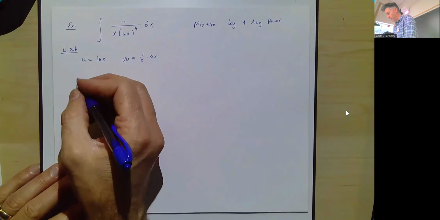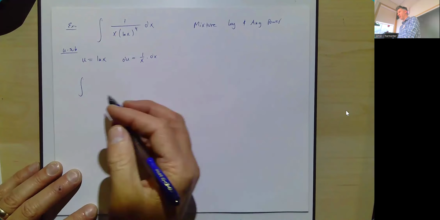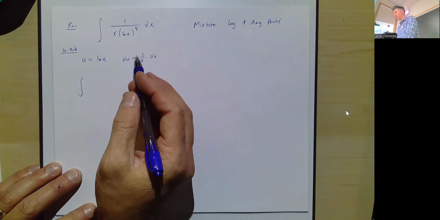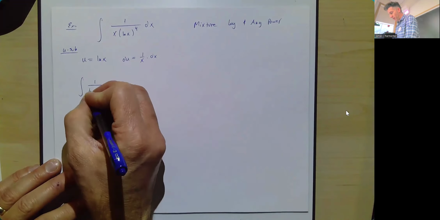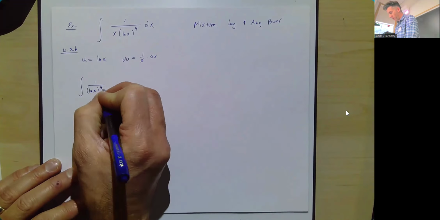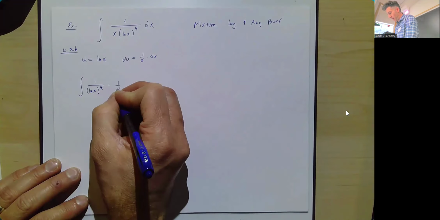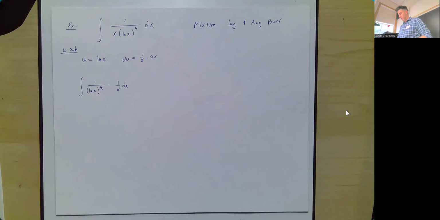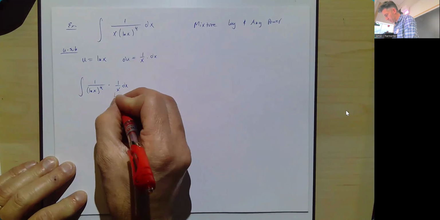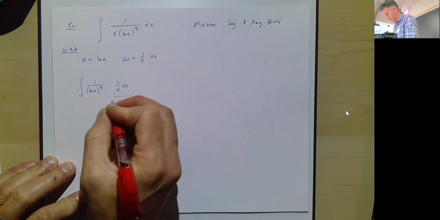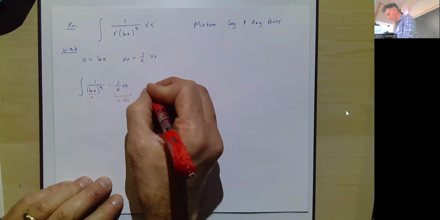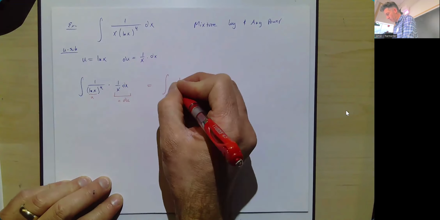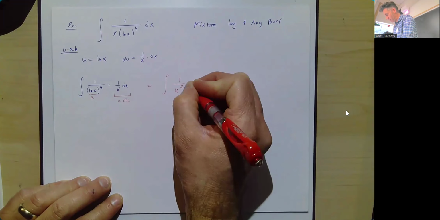You don't have to do this, but I really like rewriting the integral so that the du part is all kind of nice together. I would rewrite this as 1 over natural log of x to the 4th times 1 over x dx. My 1 over x dx is equal to my du, how nice, and my natural log of x is my u. So I'm going to rewrite this integral as 1 over u to the 4th du.